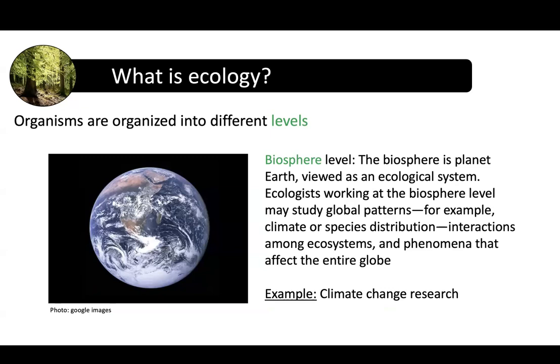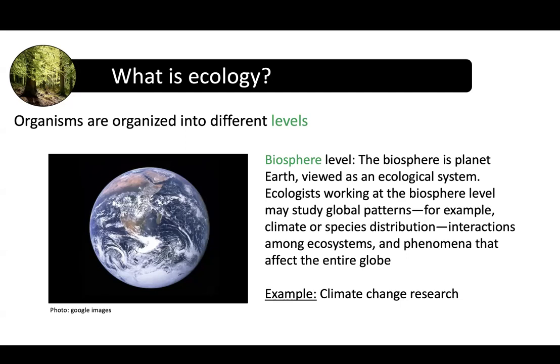And then finally, at the biosphere level, the biosphere is planet Earth, viewed as an ecological system, and ecologists working at the biosphere level may study global patterns, for example, climate or species distribution, interactions among ecosystems, and phenomena that affect the entire globe. And the best example is climate change research, because it affects the entire planet and all the populations and communities on the planet.